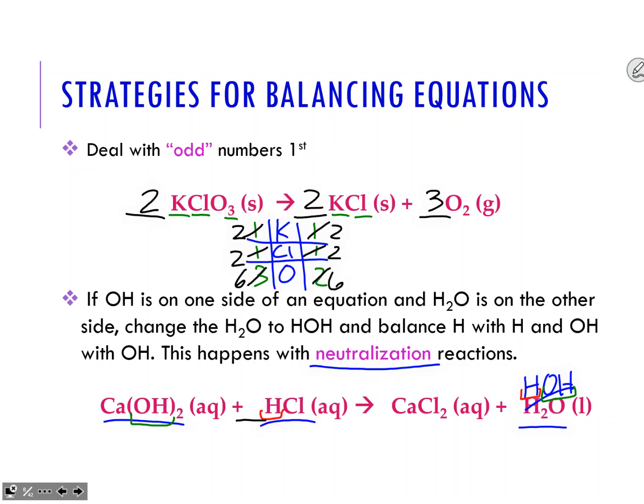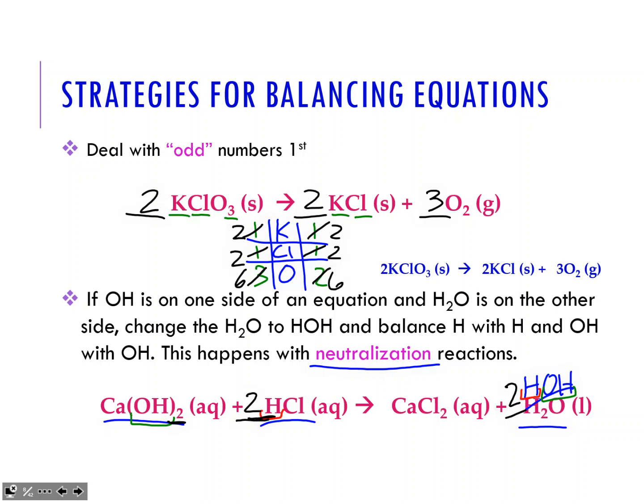What do I put here to fix Cl? 2. Put a 2 here. That fixes my Cls. Now, I have 2 hydrogens and I have 2 hydroxides because I have the 2 here and I have the 2 here. That's an easy fix. What do I put here? 2. Now, would you have seen that if you didn't change it to HOH? Might not have seen that. We have 2 hydrogens and we have 2 hydroxides, and it balances very easy there. So it's just a way of speeding it up. If you see neutralization, I suggest that you use the HOH method.